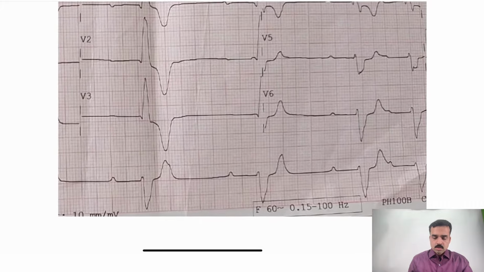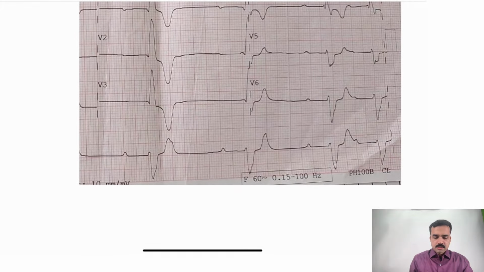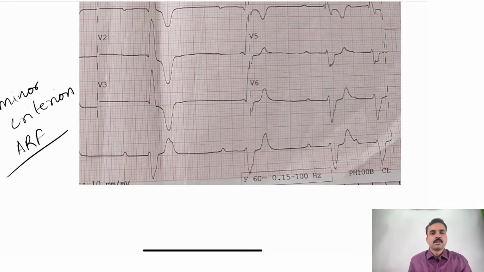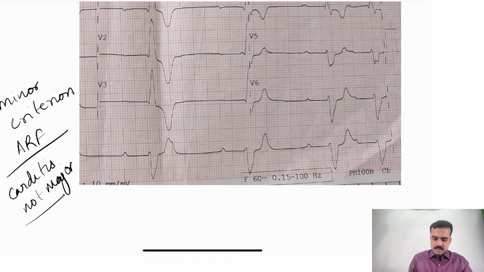I'll give you a clue. This abnormality is actually considered a minor criterion in the diagnosis of rheumatic fever. Acute rheumatic fever diagnosis, modified Jones: it's a minor criterion provided that carditis is not major. As long as carditis is not a major criterion, you can use this prolonged PR interval finding as a minor criterion for the modified Jones diagnostic criteria for acute rheumatic fever.